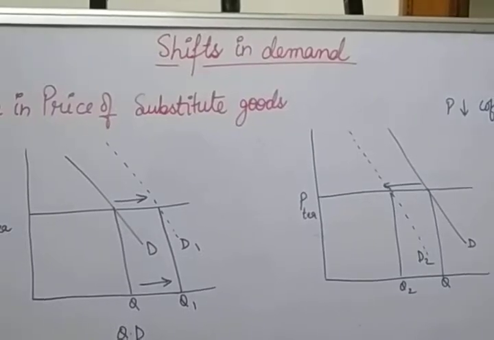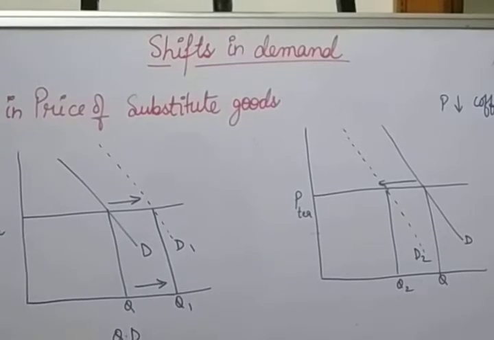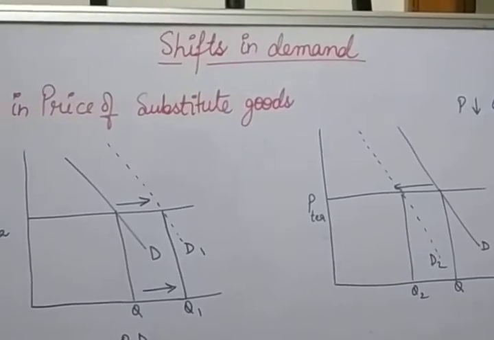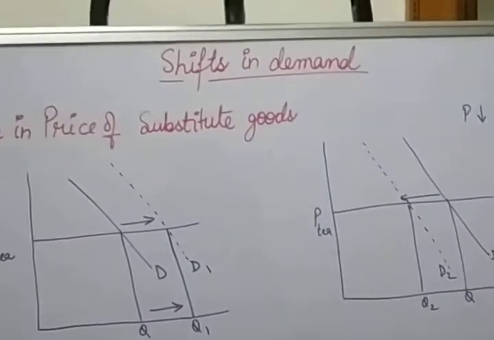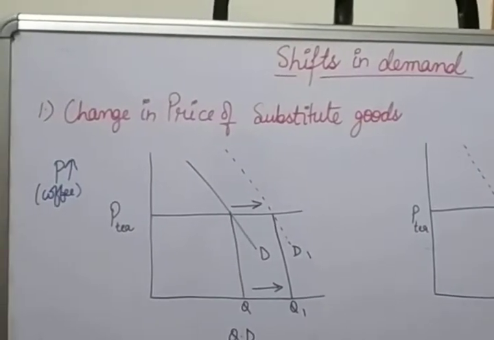Students, good morning. Today we will start the new topic, shifts in the demand curve. Shifts in the demand curve always happen when the price remains constant and other factors change. So what are the other factors? The first factor which we are going to discuss is the price of related goods.